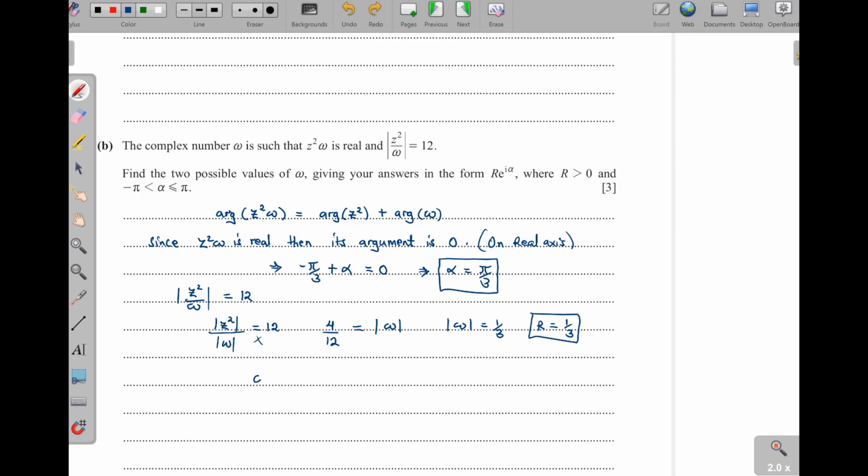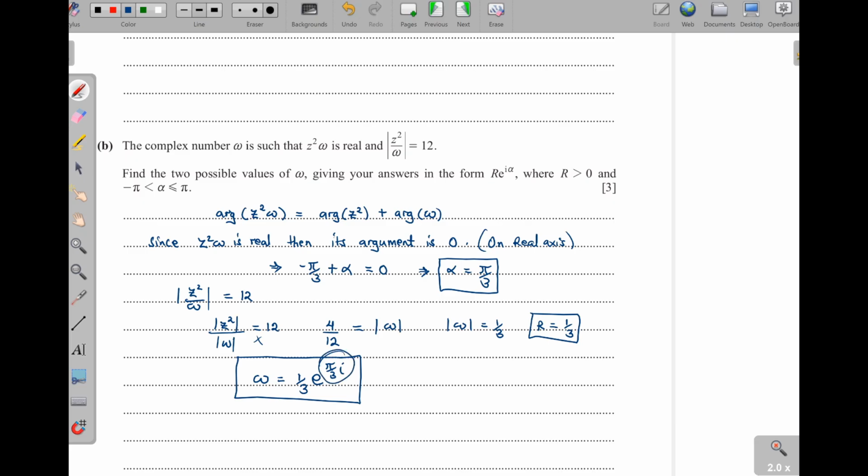So omega, I'm writing it as a w, is going to be equal to a third, then e to the power of, no, I think it's a positive pi, not so? It's a positive pi over 3. Okay, but they are saying two possible values. Then how can I get the next value? Okay, how can we get the next value? This is the one here.